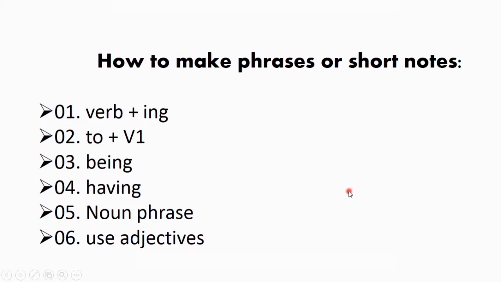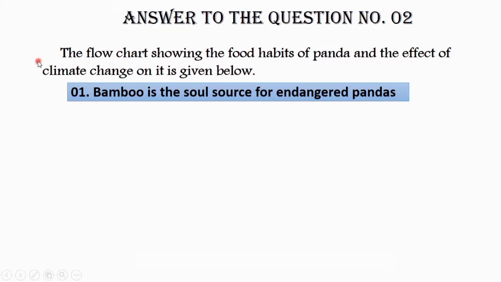Now let's attempt the flowchart that we have taken for our today's practice. And how are we going to make the headline or the title? The flowchart showing the food habits of panda and the effect of climate change on it is given below. We have to make a title like this. And the first point that is given in the question, we will also show it in the copy. And then don't forget to use an arrow. And then use the box.